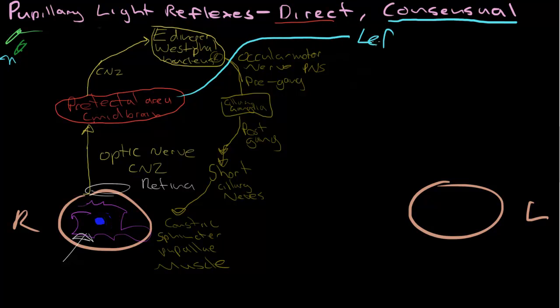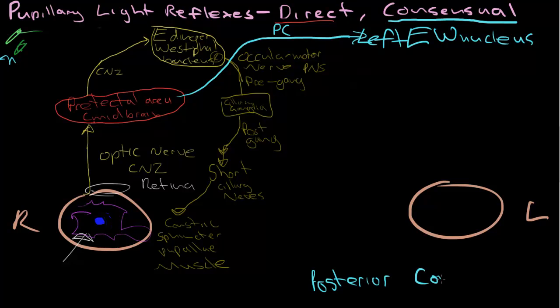The left EW nucleus. Now, how does it get there? So it's crossing. It's literally crossing sides of the brain here, is my understanding, and it does this via the posterior commissure, PC. So the posterior commissure. Alright, and that's the left EW nucleus, Edinger-Westphal.